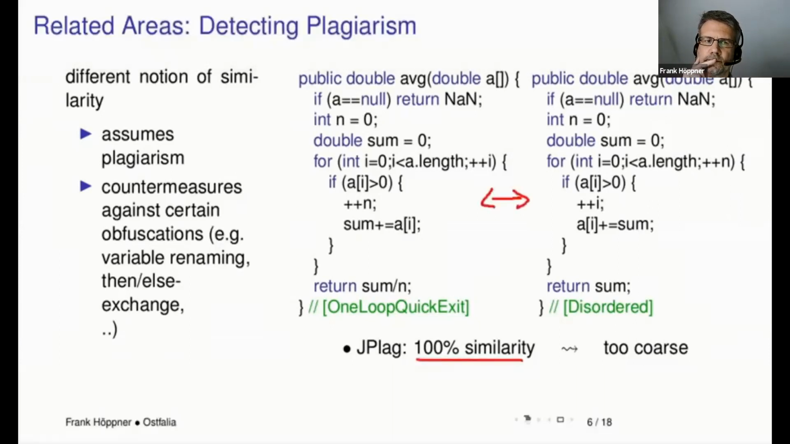JPlag returns a 100% similarity, and it is correct that the codes are structurally very similar, but it seems that the author of the right code did not really get the idea. He increments the wrong variables. He does not increment sum but elements of the array. So while similar in terms of instructions, the code computes completely different things. Semantically, the solutions are not similar, despite the 100% similarity.